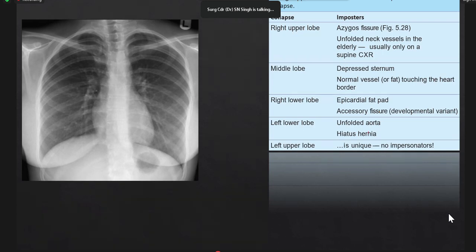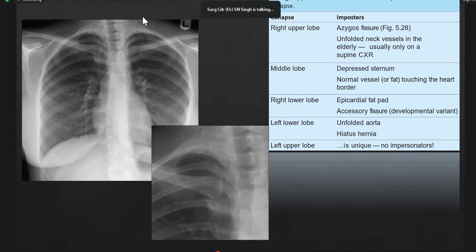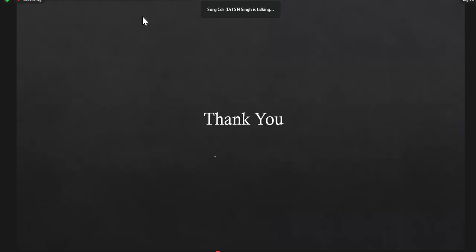In the left lower lobe, the differentials are unfolded aorta and hiatus hernia, and left upper lobe collapse is unique. So if you see a left upper lobe collapse, you describe it, and in 30 seconds you should be out of it. That is how it is. This is an azygous lobe fissure, since the differential is here. And I think I have finished my part.